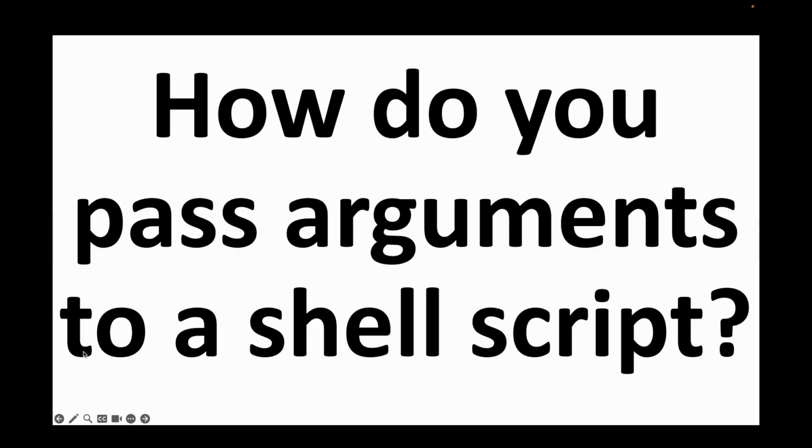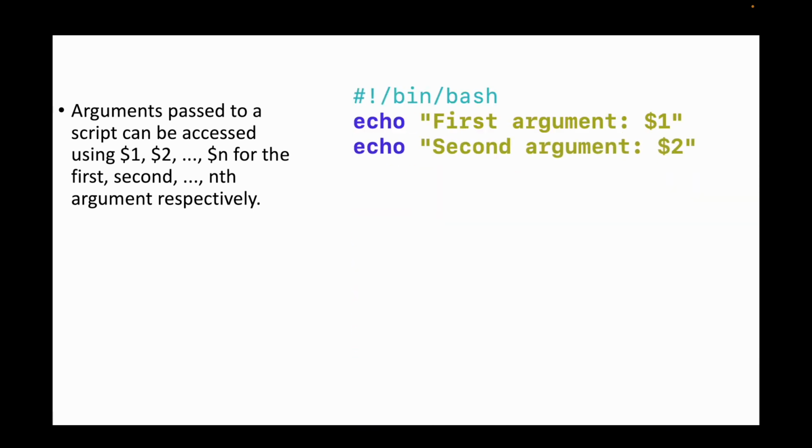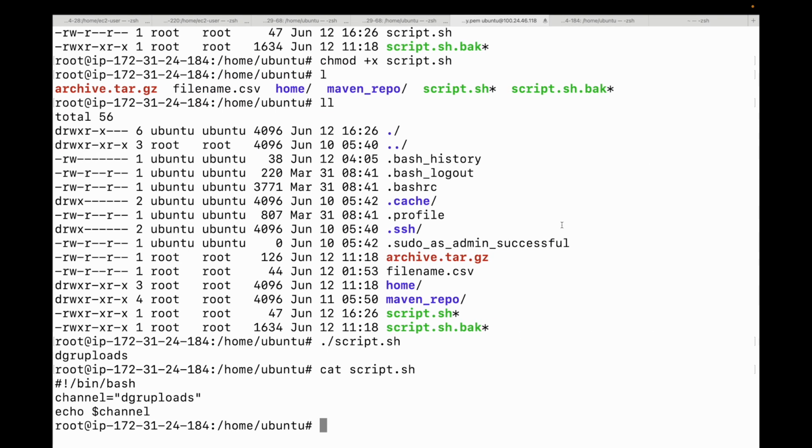The next question we have is, how do you pass arguments to a shell script? Arguments can be passed to your shell script by using $1, $2, and then so on, depending on the number of arguments that you want to pass. So $1 will be the first argument, $2 will be the second argument, and then so on, depending on the number of arguments that you have specified. So you'll be declaring this within your script. All right. So $1 indicates your first argument, $2 indicates your second argument.